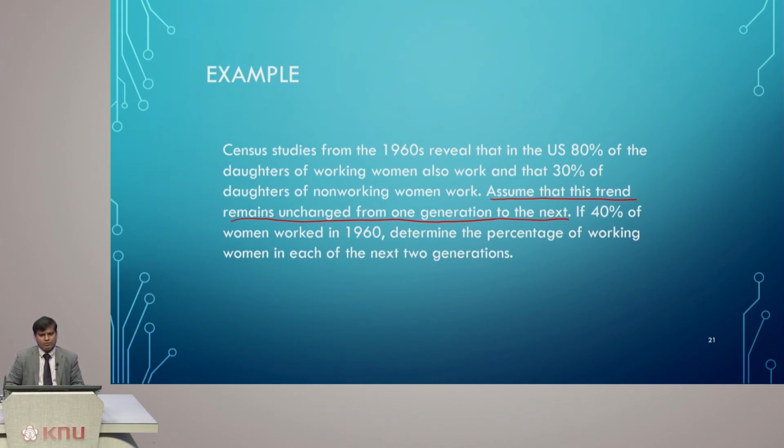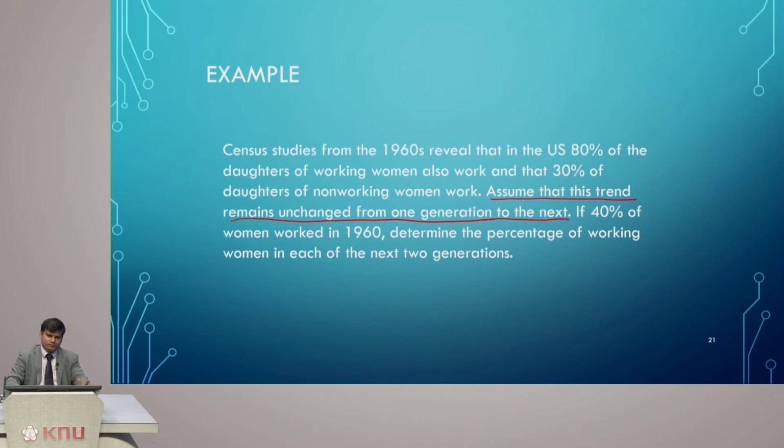So if 40% of women worked in 1960, determine the percentage of working women in each of the next 2 generations. So here you are asked to determine the percentage of working women in each of the next 2 generations. You have the data of 1960, and you have to determine the effect of this information and try to predict what happens in the next generation and the next generation.